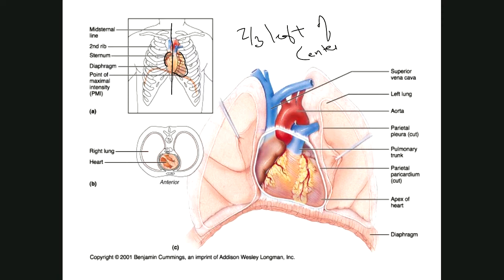So 2/3 to the left of center. Well, as we'll see a little bit later on, that's going to have an effect on the lungs because the left lung has less room. And so the left lung is going to be smaller than the right one. And it's because of the position of the heart. Well, we're not talking about lungs right now, but still, when we come back to it, I want you to remember that.